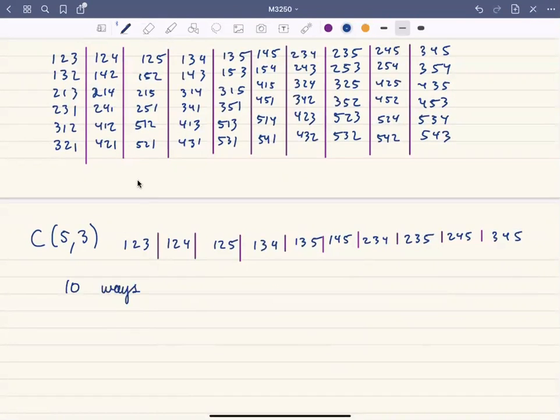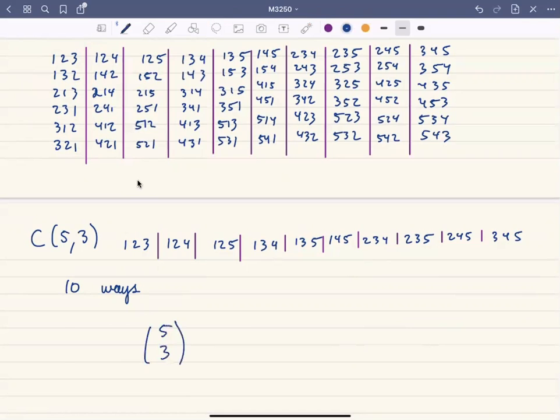The reason why we divide by 6 is that 6 was the number of ways to arrange 3 objects. So given any 3 objects, say 1, 2, and 3, there were 6 ways to arrange those 3 objects. So we're going to divide by 6, in other words, divide by 3 factorial to get the proper count. So this is why 5 choose 3.